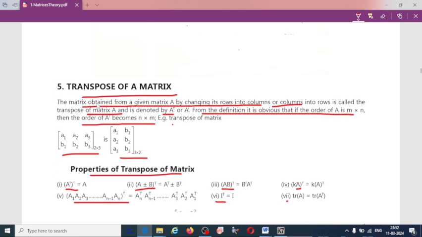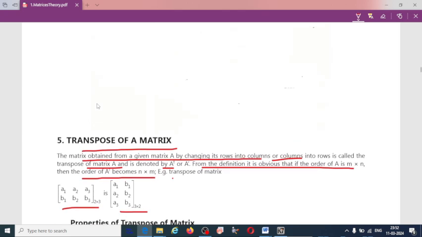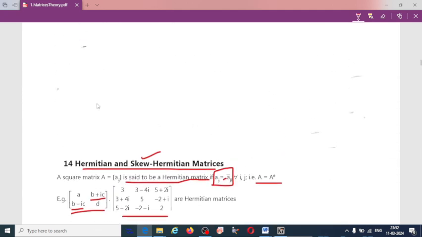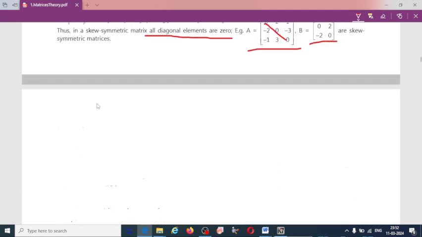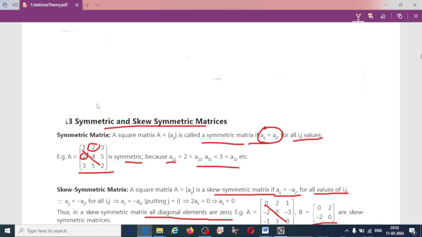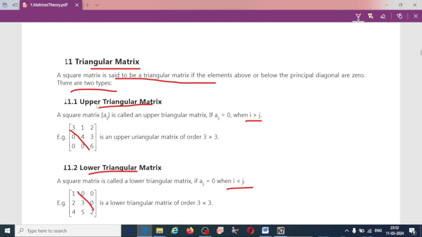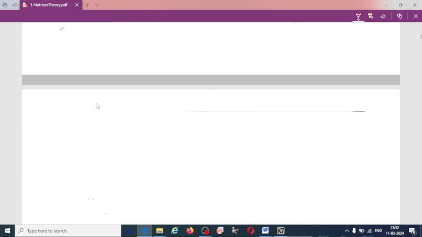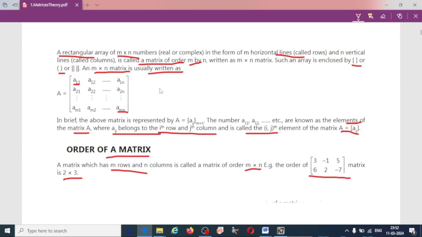So these are all the different types of matrices. Especially you need to read about skew Hermitian matrix, symmetric, skew symmetric matrix, transpose, trace of the matrix, and other different types of matrix definitions, order of the matrix. I hope this video is helpful for you, and in the next video I am going to solve problems related to these types of matrices.